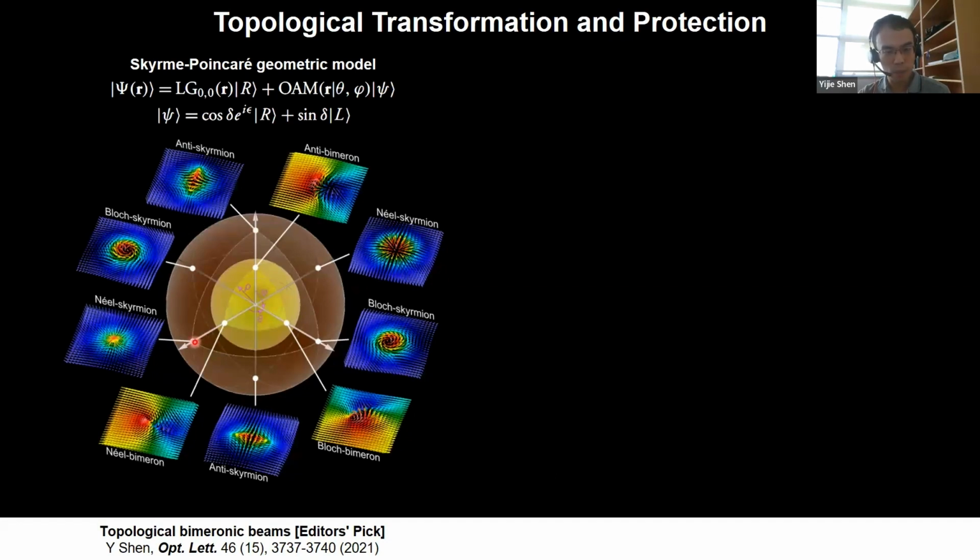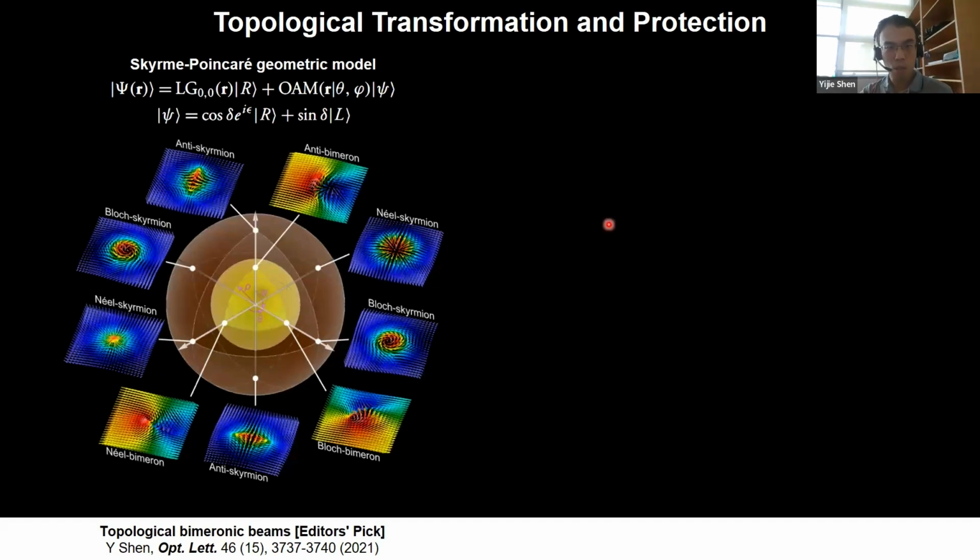That means if we go through into the sphere, you will get the boomerang transformation. This is also a topologically protected transformation. So all the skyrmion boomerang states can be beautifully mapped on the geometry model.